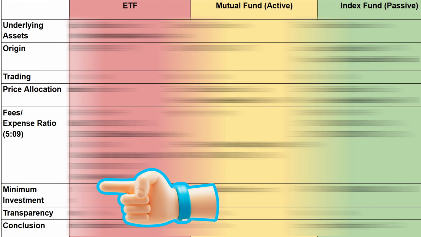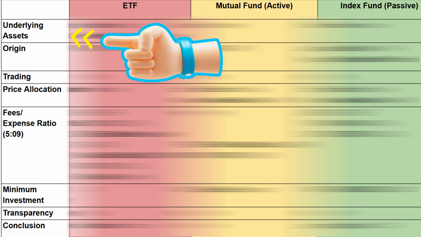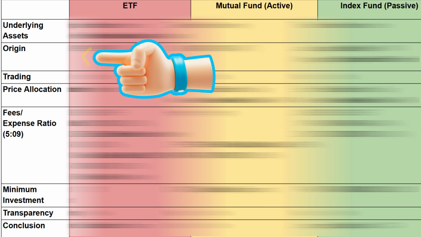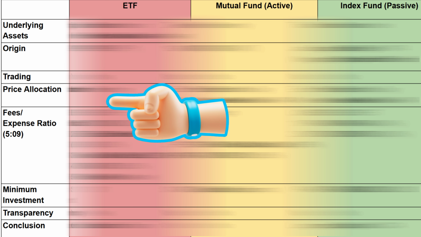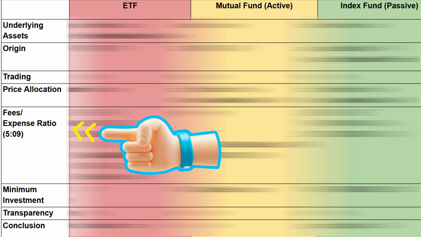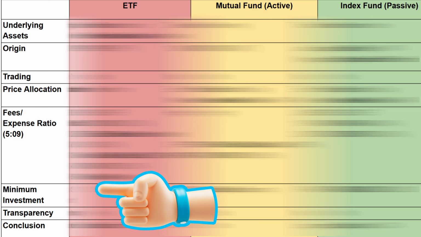We'll do the comparison based on all these parameters today. We will compare what the underlying assets are, what the origin of these funds is, how you trade these funds, how the price is allocated, what the fees are, whether there is any minimum requirement, and how the transparency is.